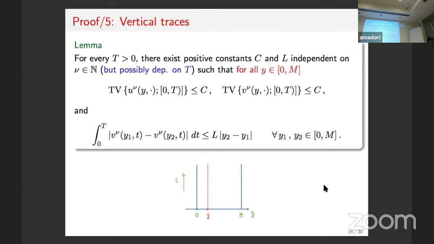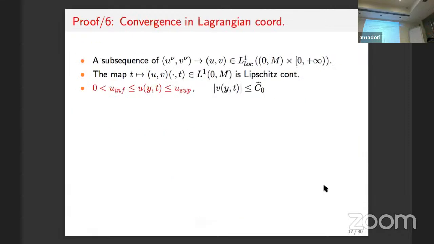In this sense, if we pick every y in the interval of interest, we are able to prove that the total variation along these vertical lines is bounded uniformly in time. Also, we have this Lipschitz dependence on the difference in the y value. Unfortunately, this is depending in general on the data at this level.